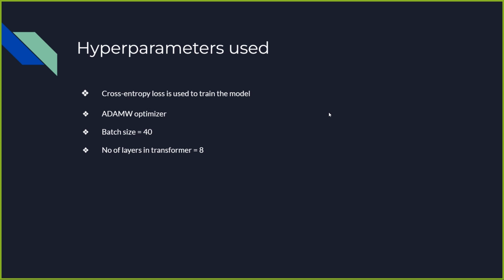These are our hyperparameters. We used cross entropy loss. Also, we used Adam as an optimizer. We used a batch size of 40 and 8 layers in the transformer.